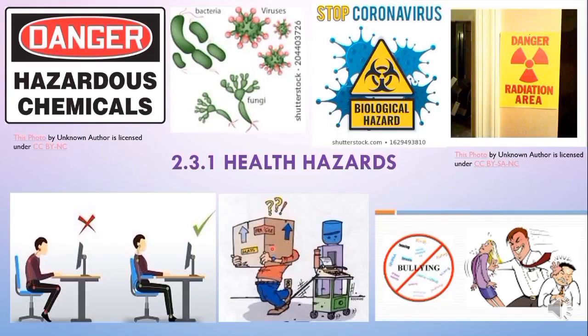These are a few examples of health hazards such as hazardous chemicals and then sources of biological hazards such as fungi, viruses, bacteria, and even the coronavirus is also one of the sources of biological hazard. Next is the hazard pictogram stating danger radiation area. So if we see this type of hazard pictogram, it shows that it is a type of physical hazard.